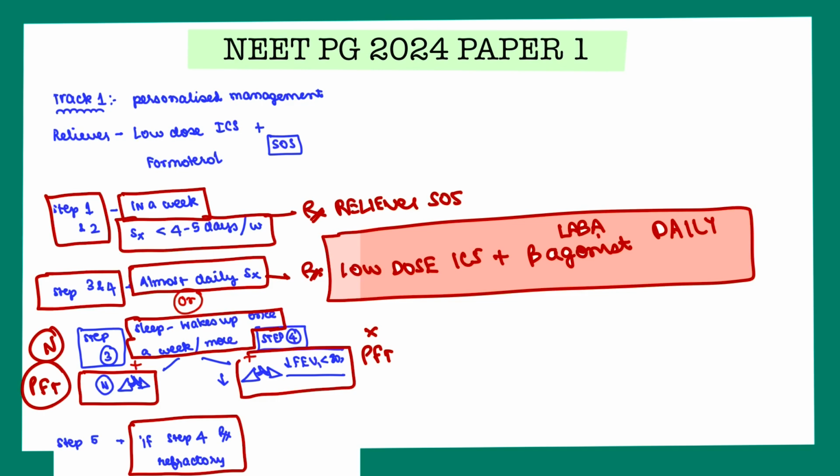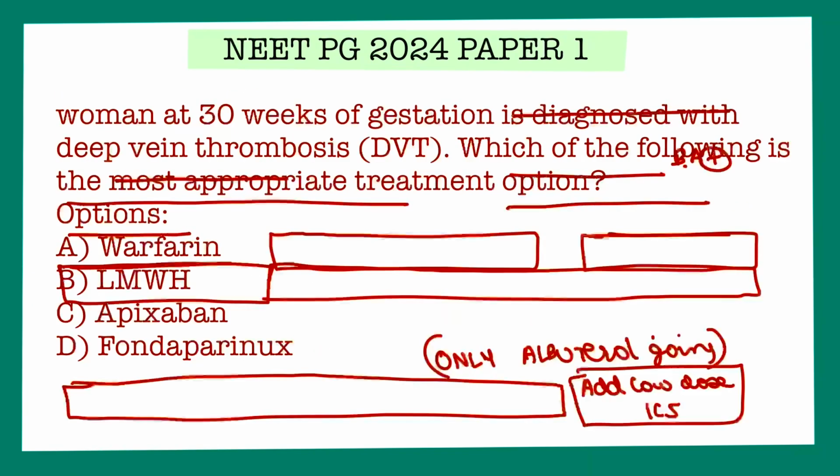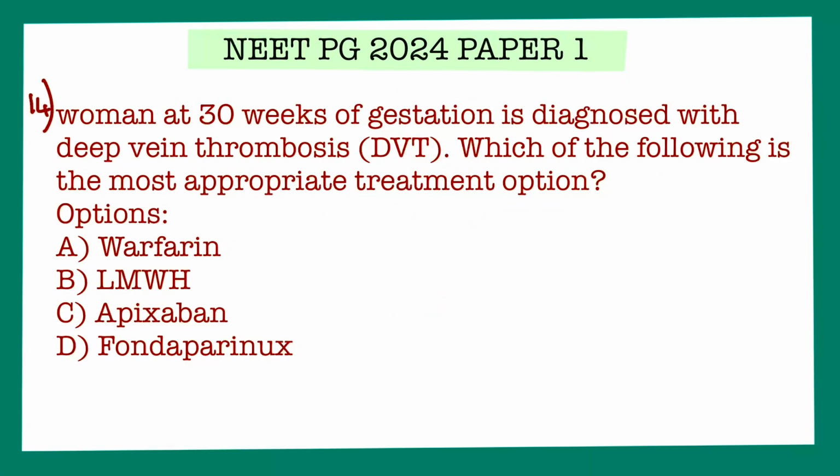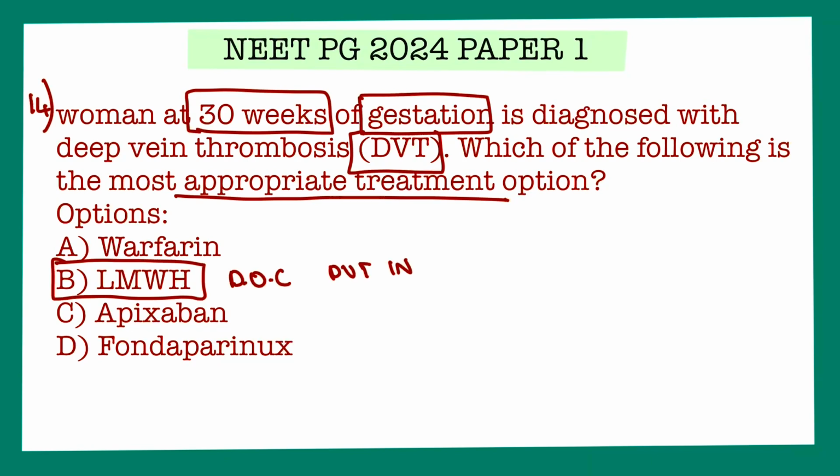Next, a 30 weeks pregnant patient is diagnosed with DVT. Most appropriate treatment is low molecular weight heparin, the drug of choice for DVT in pregnancy. Next question, one-liner: reversal agent for vecuronium is nothing but Sugammadex.